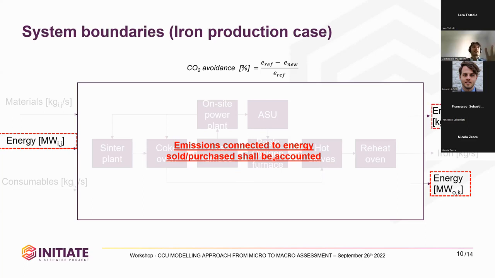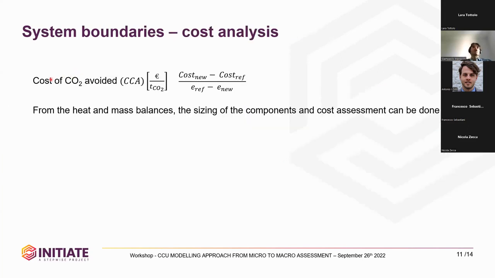Once this is closed and calculated, we can go to the last KPI, and it is the cost of CO2 avoided, which I remind you is the cost of the unit of product with the new process minus the cost of the unit of product with the reference state-of-the-art technologies versus the emission saving. Again, to calculate the cost of CO2 avoided, we need the heat and mass balances, because from the heat and mass balances, the size of the component and cost assessment can be done.